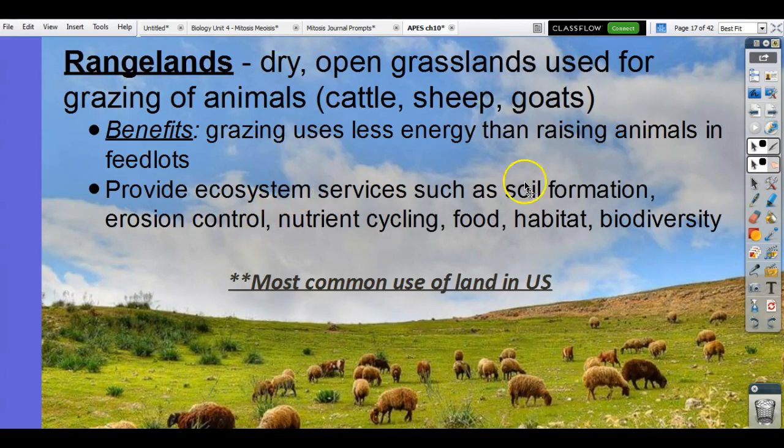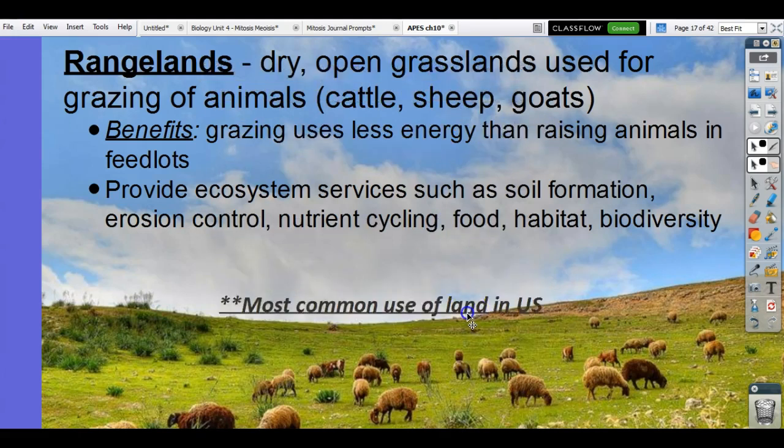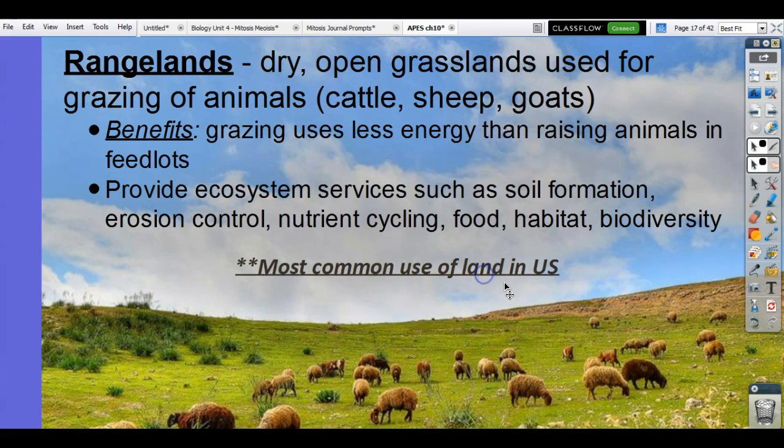So rangelands. Rangelands are the most common use of land in the United States. Okay, so first thing I want you to do, write that somewhere. Rangelands are the most common use of land in the U.S., more so than farming, more so than national parks. And what exactly is a rangeland? It's exactly what you see here. Dry, open grasslands used for grazing of whatever kind of animals, okay?